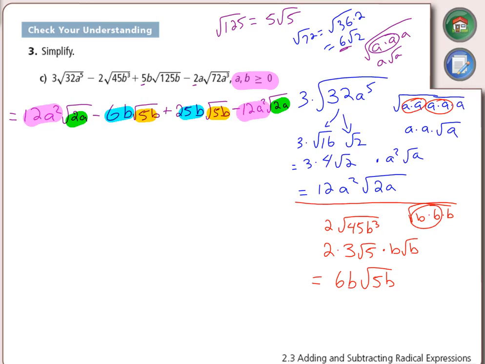All right, yeah, those ones are gone. They're the same. We put it in, we take it out. We get left with negative 6b plus 25b. That's 19b root 5b. Woo! That was fun.